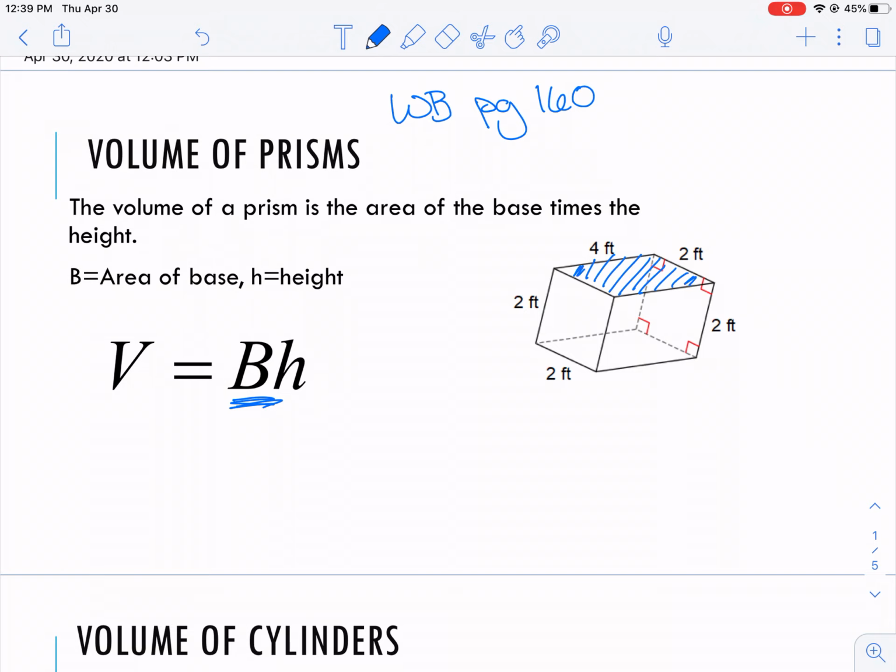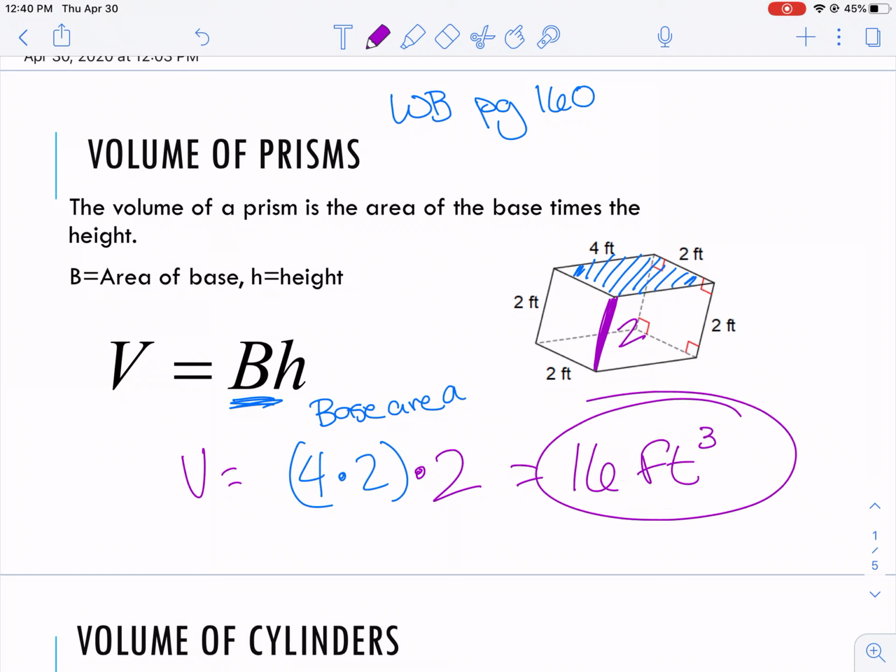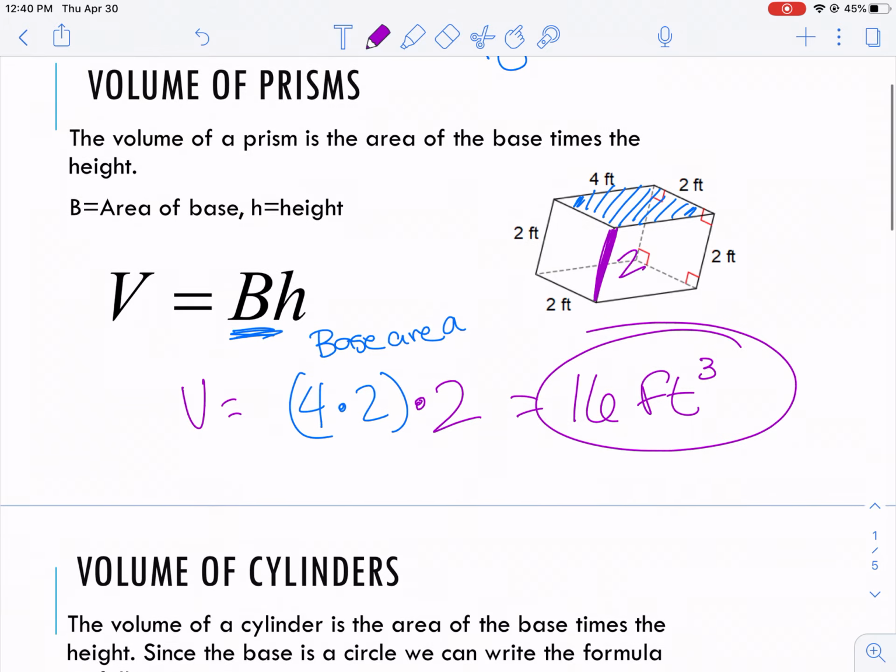Well, how do you find the area of a rectangle? That's 4 times 2. Okay, so that's the area of the base. Then we're looking for the height of this here. Well, the height in this case is also 2 times 2. And so that might be where you know length times width times height to find the volume of a rectangular prism. And that is why. It's because you find the area of the base first. So 8 times 2, it's 16 feet. And here we do cubed, not feet squared. So that's how you find the volume of a prism.